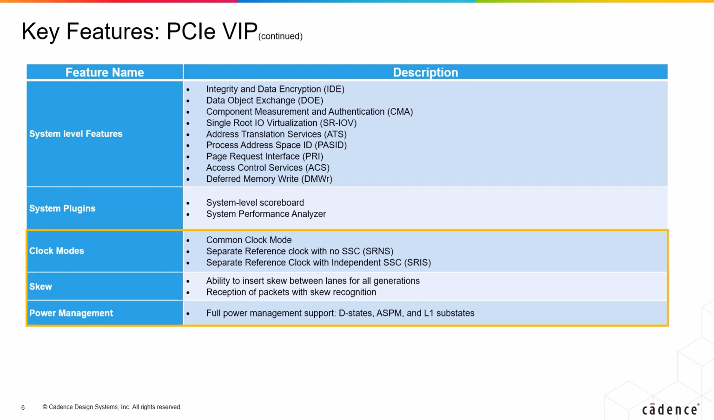The clock modes supported by VIP are common clock mode, separate reference clock with no SSC, and separate reference clock with independent SSC. The skew support includes the ability to insert skew between lanes for all generations and the reception of packets with skew recognition. The VIP also has power management support, which has support for D states, ASPM, and L1 substates as well.